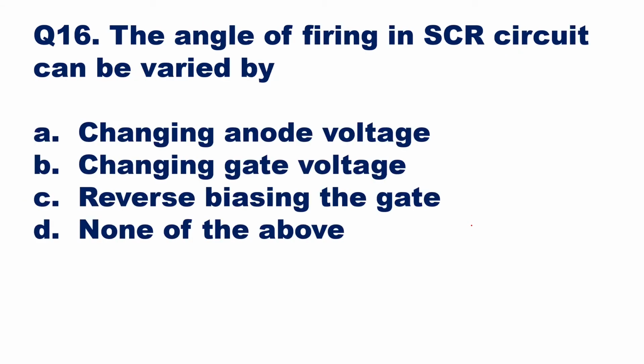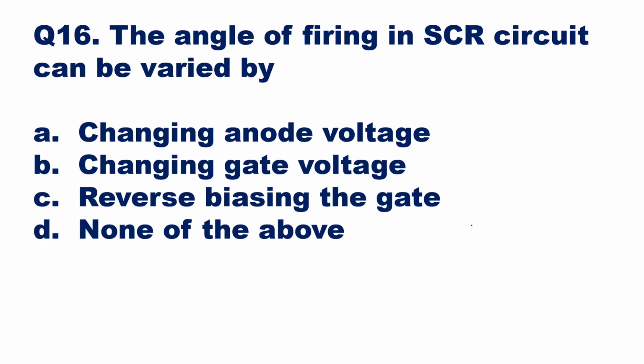The angle of firing in an SCR circuit can be varied by. Again, the same question. The angle of firing is alpha, what we have seen earlier. So the angle of firing can be varied by, again, changing the gate voltage only. If you make the gate voltage give the pulse early, the angle of firing is less. If you make the gate voltage give the pulse late, the angle of firing is more.